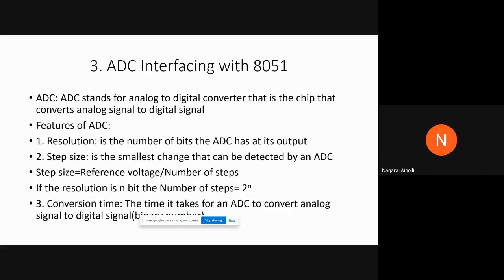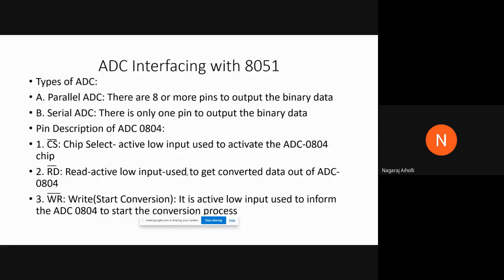Then conversion time. Conversion time is the time taken by the ADC to convert from analog signal to digital signal. Time taken by ADC to convert from analog to digital output, or analog signal to binary output, is called the conversion time. There are two types of ADCs: parallel ADC and serial ADC.